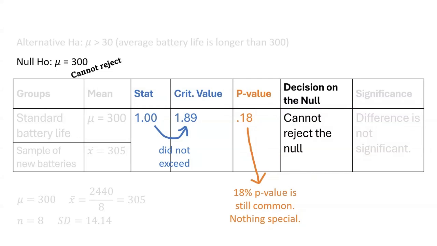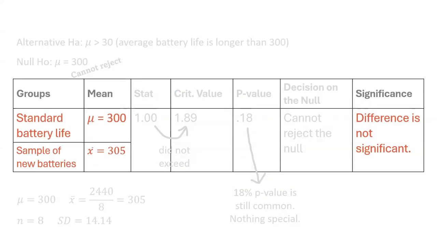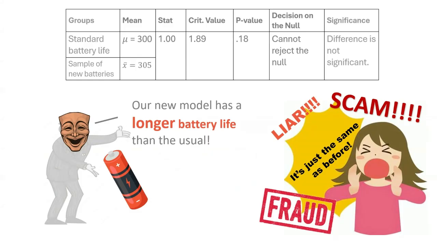This is still a common phenomenon, assuming the null hypothesis is true. Therefore, we do not have enough evidence to reject the null. So, there is no significant difference between the standard and the sample mean. What does this imply? We are implying that the claim that the new battery model has longer life does not have sufficient evidence based on the given sample.